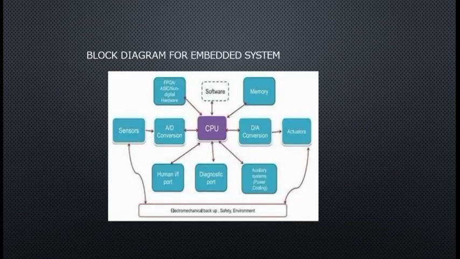Block diagram for an embedded system. In the block diagram, the CPU is the central processing unit, along with the sensors, AD conversion, human ports, diagnostic port, auxiliary system, power coding, DA conversion, actuators, memory, software, FPGA, and ASIC non-digital hardware.